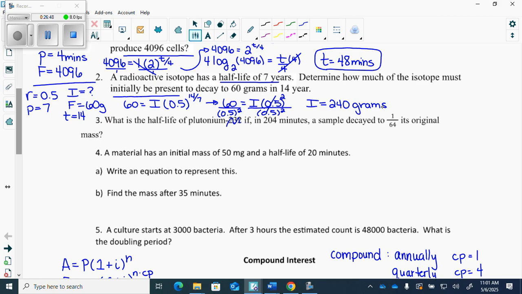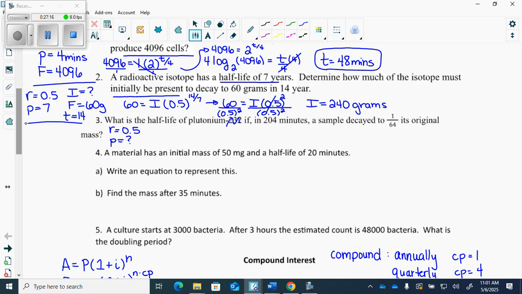What is the half-life of plutonium-232? Which is nice, no, we don't care. What is the half-life? It's in the question. So R is 0.5, and what are they asking me to find? Period. So remember, if half-life, doubling or tripling is in the question, they're looking for the period. So what is the half-life of plutonium-232, if in 204 minutes it decays to 1/64th of its original.